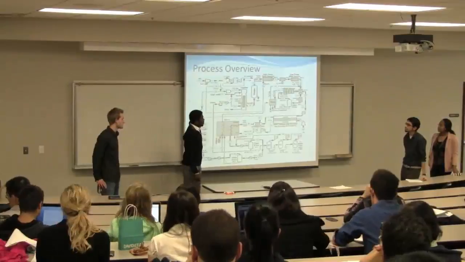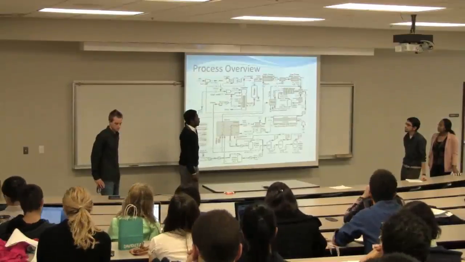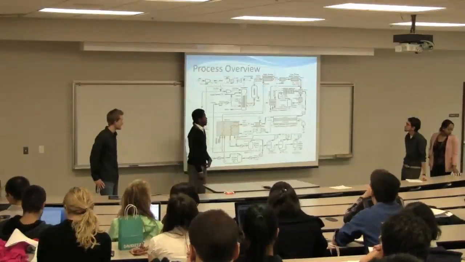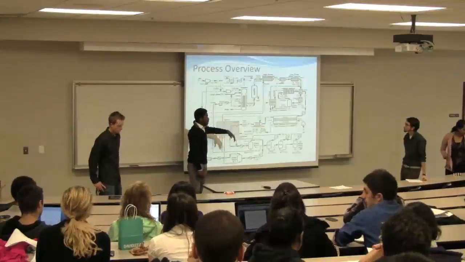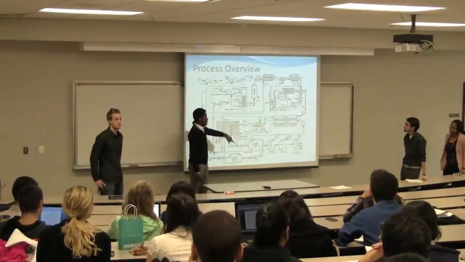Then after the impurity removal, we have the power generation. The power generation occurs in the anode and cathode area. So the power is generated from the solid oxide fuel cells there.